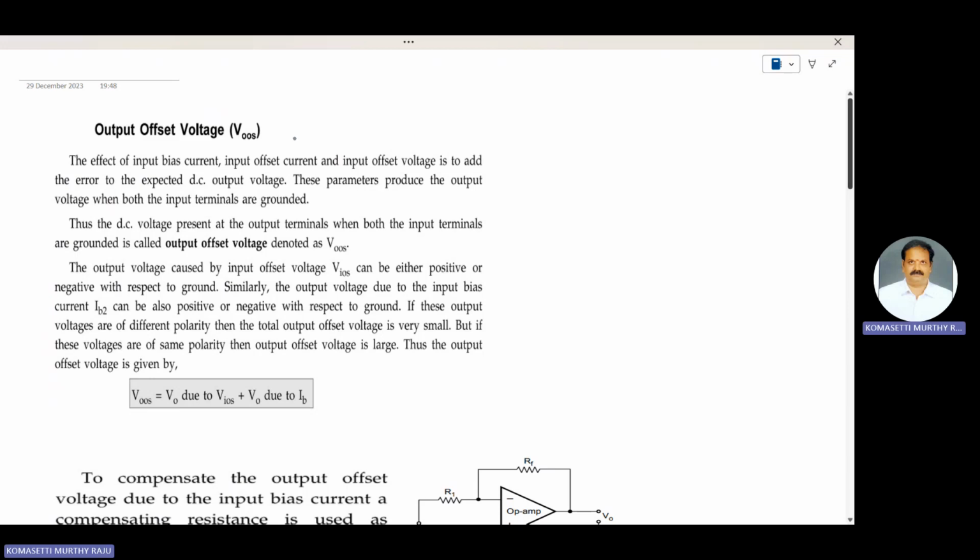Next one is output offset voltage, VOS. The effect of input bias current, that is IB. IB is equal to the average of the two input currents of the operational amplifier. Average of these two currents is the input bias current.